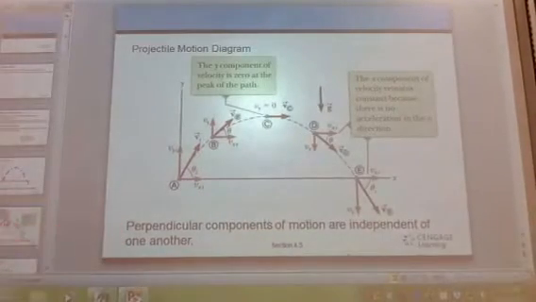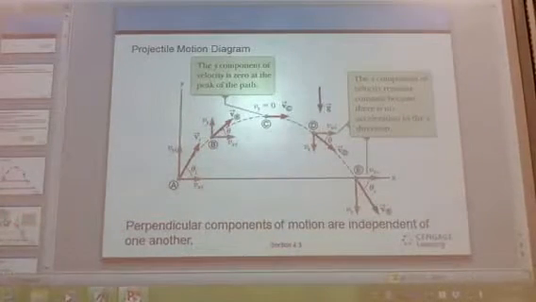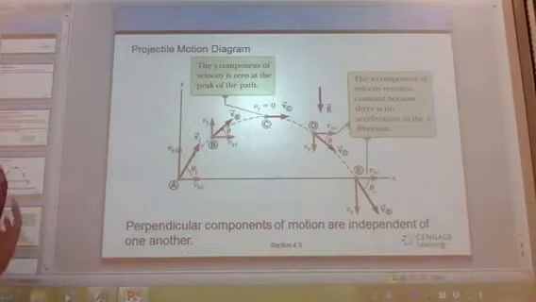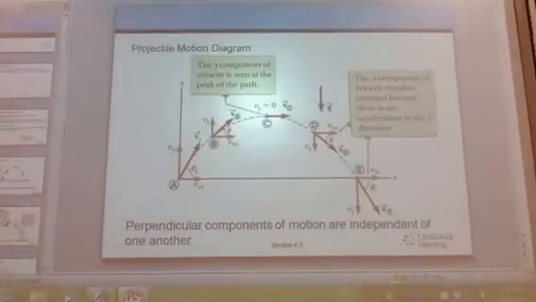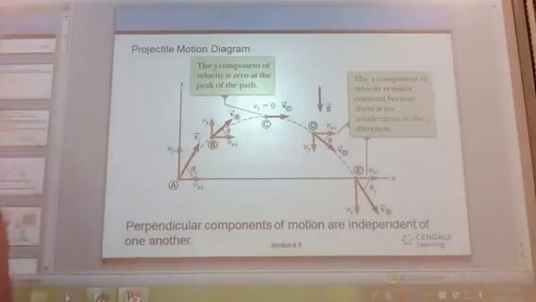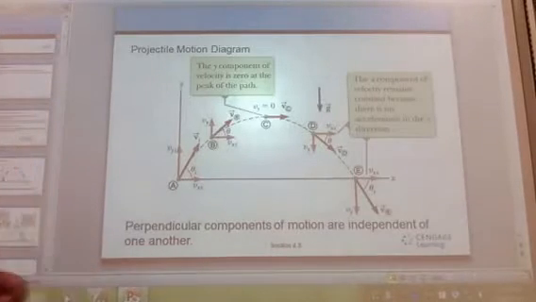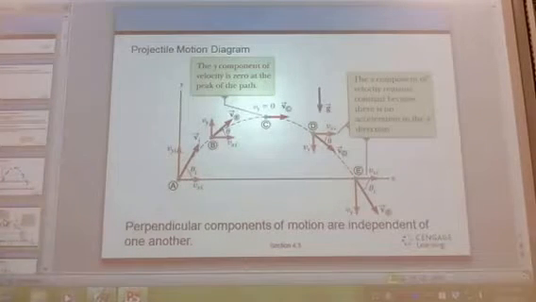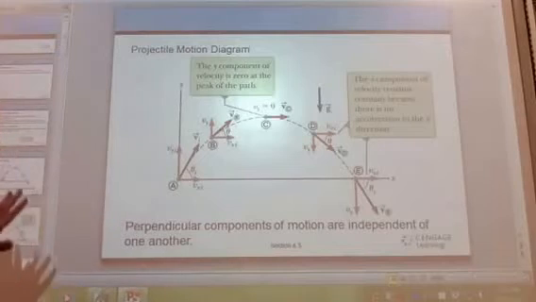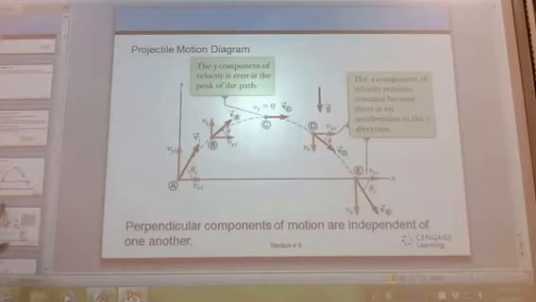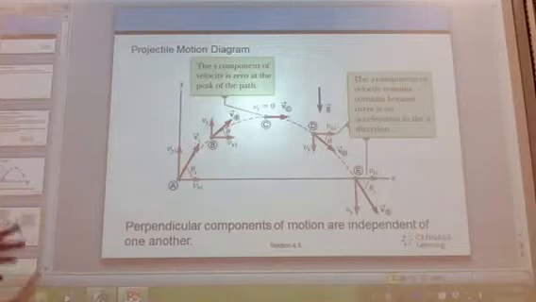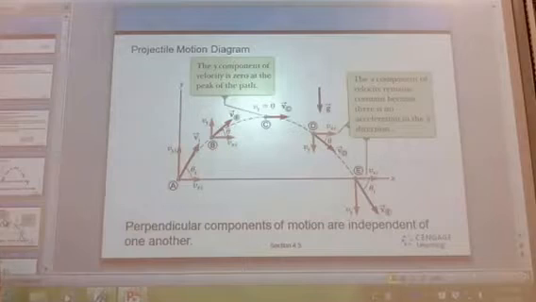Now the perpendicular components of motion, I wrote down here, are independent of one another. That simply means that what's happening with my x component has no effect on what's happening with my y component of velocity, and what's happening with my y component isn't going to affect my x component. As long as these components are perpendicular to one another, which they are for us, they're independent of each other. They are not going to have any effect on one another.